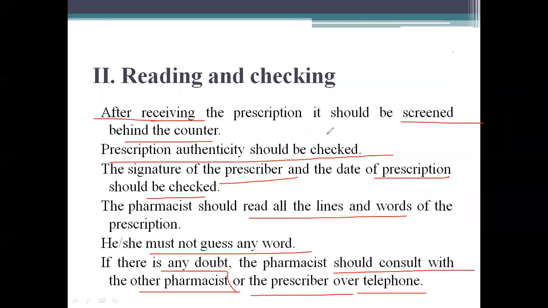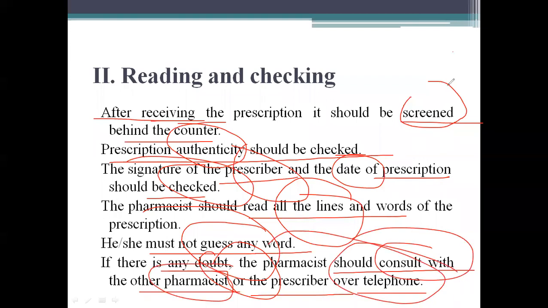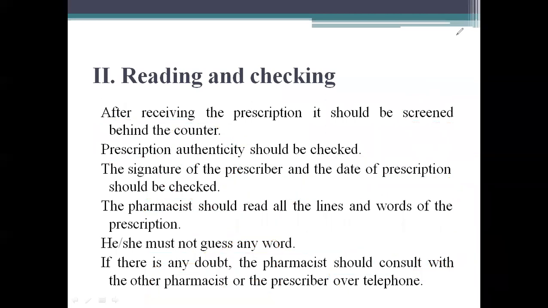Okay, reading and checking कसं व्हायला पाहिजे, रिसीव्ह केल्यानंतर त्याचं स्क्रीनिंग बिहाइंड द काउंटर व्हायला पाहिजे, प्रिस्क्रिप्शनची ऑथेंटिसिटी चेक केली गेली पाहिजे, सिग्नेचर ऑफ द प्रिस्क्रायबर, date of the prescription should be checked, and read all the lines and not guess any word. If any doubt, he should consult with other pharmacist or prescriber over telephone. Understand? That should be how read and check the prescription by the pharmacist.